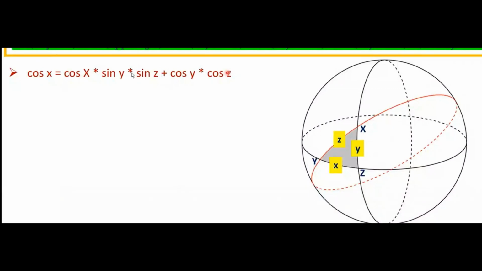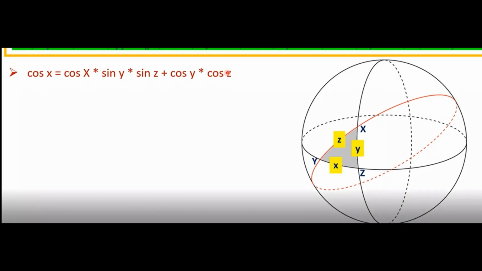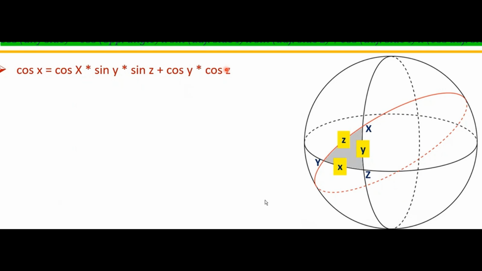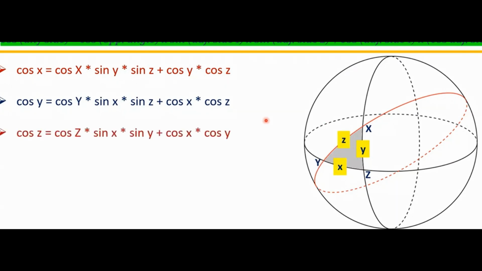Okay, so let's continue a little bit further. Cos Y: obviously opposite angle is capital Y and adjacent sides are small x and z. Similarly, cos Z: opposite angle would be Z, adjacent sides would be small x and small y.